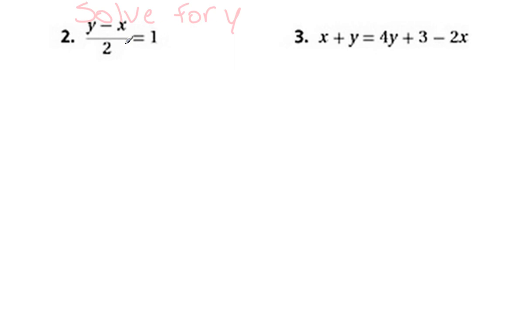So solve for y. So here is where we solve for something when we have more than one variable, which means our answer is not going to be as easy as y equals 2. It's going to be y equals x something something. So we're going to figure out what that something something is.